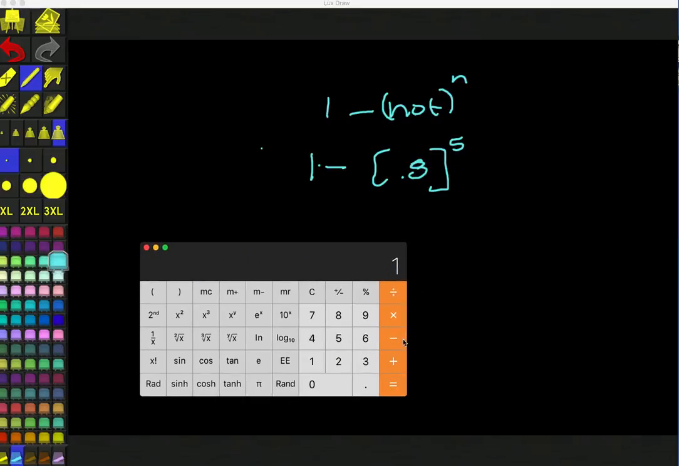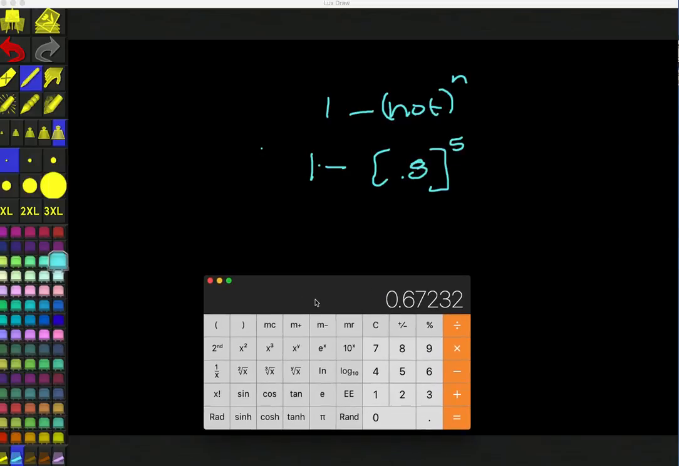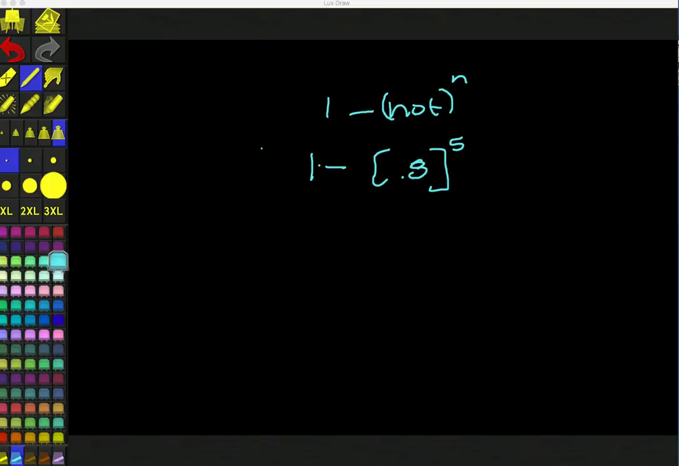I go 1 minus, we'll do it this way, sometimes calculators don't like that. We'll do 0.8, x to the y, 5. That gives me that number. I'm going to make that negative and add it to 1. And I get 67%. So just remember your formula sheets. If you're not sure what you're supposed to do, look at your formula sheets and see if you can find something.